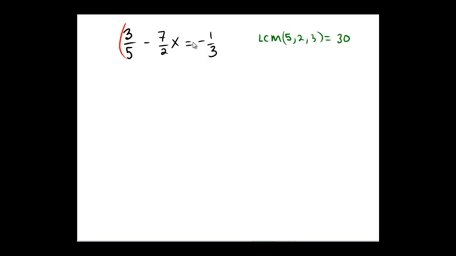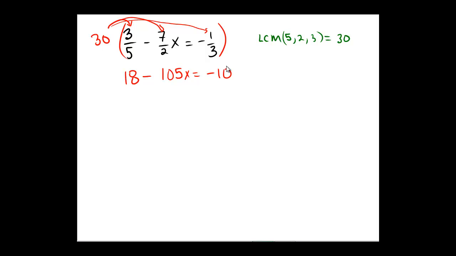So we take the equation and multiply through by the number 30, on both sides of the equation, so I'm just wrapping it around the entire object. In the first slot we would have 30 divided by 5 is 6, multiplied by 3 is 18, minus 30 divided by 2 would be 15, and then 15 times 7 would be 105, 105x equals 30 divided by 3 would be 10, and it's negative 1, so it would be negative 10.